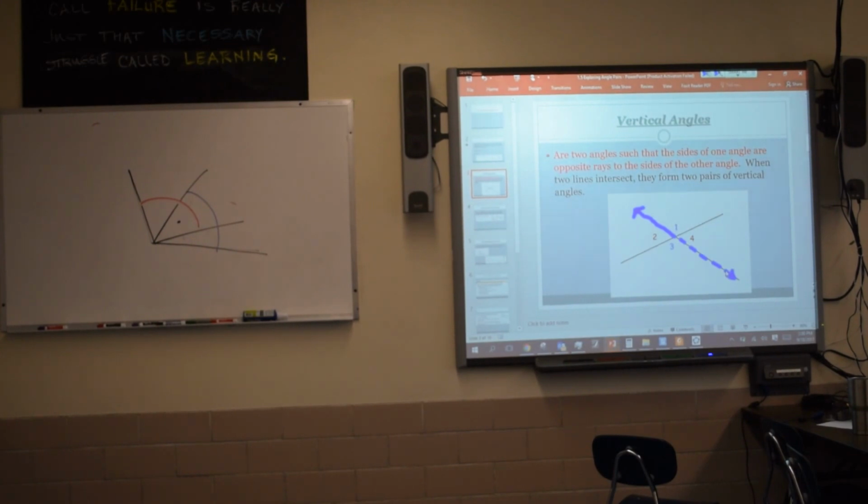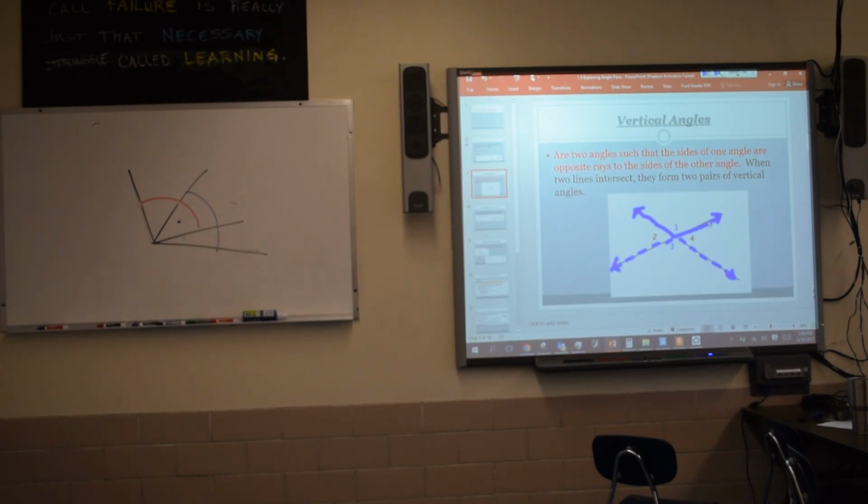Would you say that ray helps make angle 3? Yeah. Okay? So the solid one makes angle 1, or helps make angle 1. The dotted one helps make angle 3. Would you say that this ray also helps build angle 1? Yes. Would this ray be opposite to it? Yeah. Does that ray help build angle 3?